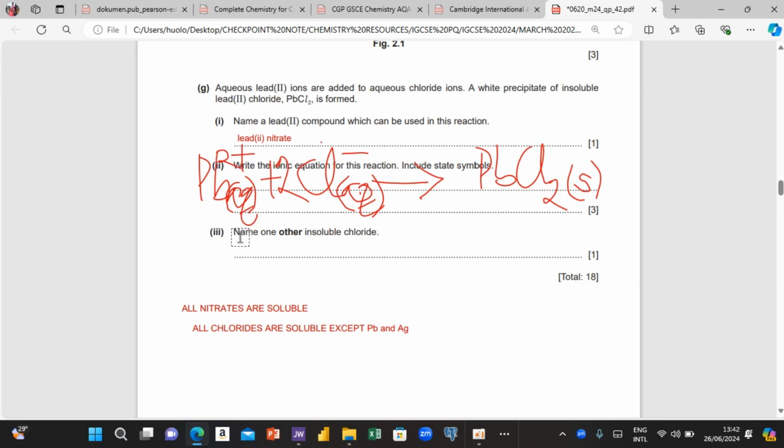So what they are asking for, name one other insoluble chloride, they are looking for silver chloride. So you are writing silver chloride, and that way you get your full marks.